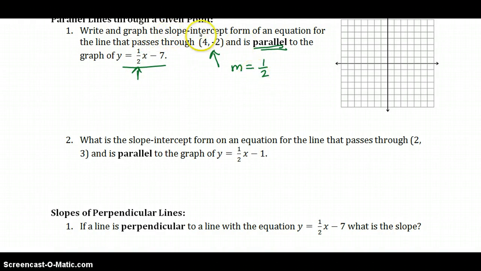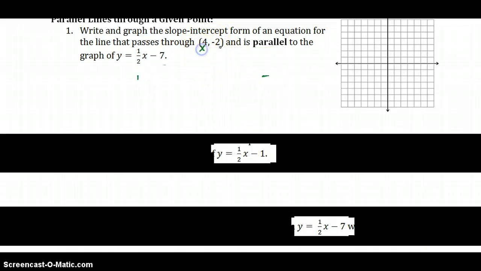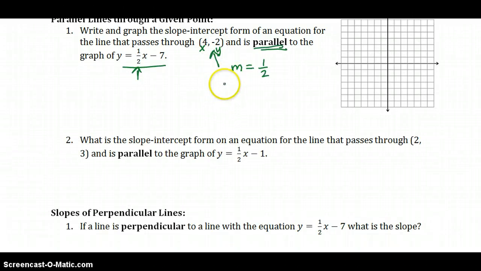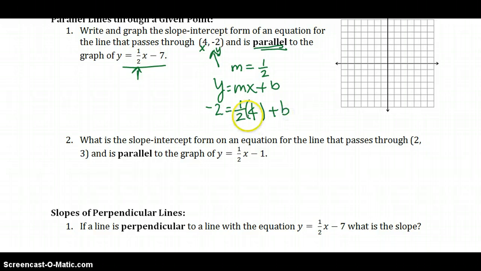So we want which form? Slope-intercept form. So for just a minute, I'm going to temporarily use this x and this y and plug into slope-intercept, which is y equals mx plus b, but I'm going to use y is -2, m is 1/2, x is 4, and I need to find b. So 1/2 of 4 is 2, and now I'm going to subtract 2 from both sides, and b is -4. So my new line is y equals 1/2 x minus 4.